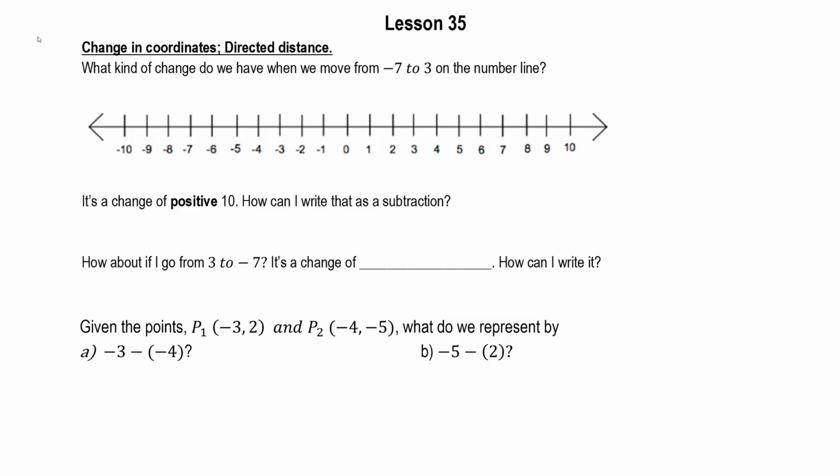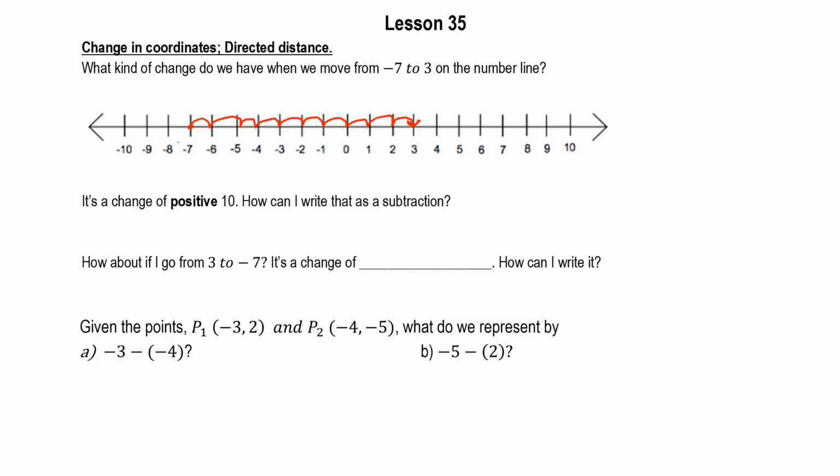So what kind of change do we have when we move from -7 to 3? If we start at -7 and we move to 3, we are moving 10 spaces in the positive direction. So it would be a change of +10.